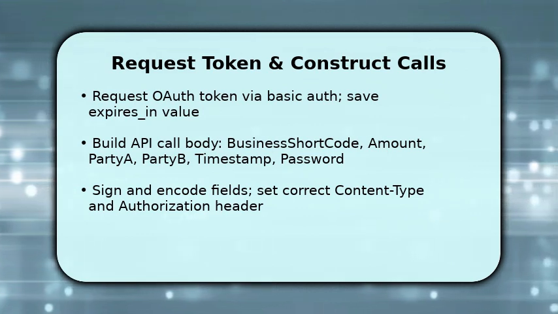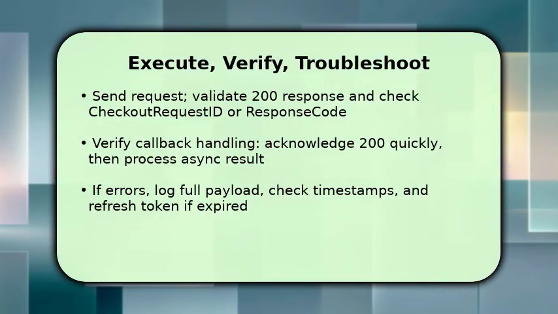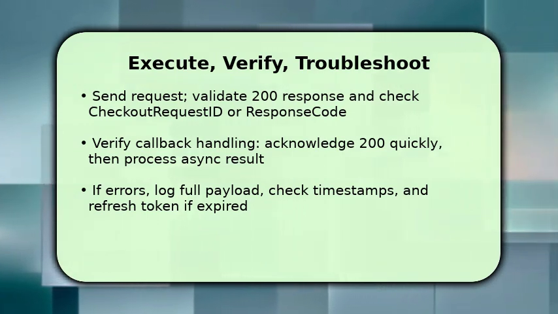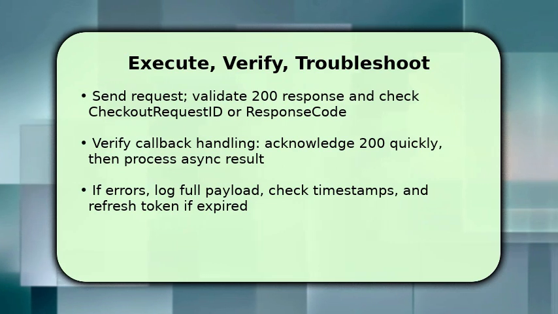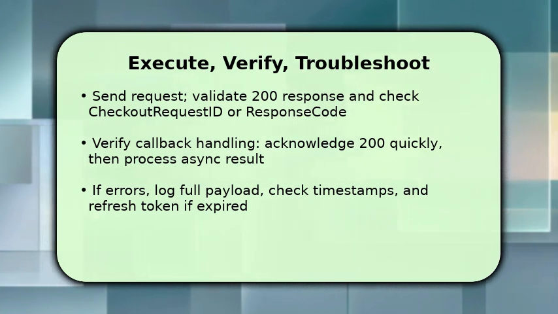You send the transaction request and immediately check for a 200-level response with a checkout request ID or response code. This confirms acceptance. Once done, make sure your callback endpoint returns 200 quickly and then process the asynchronous result inside your system to update order status.